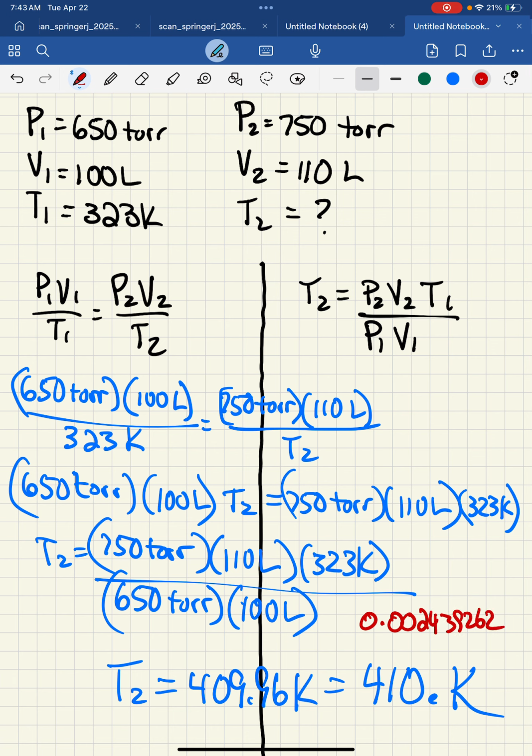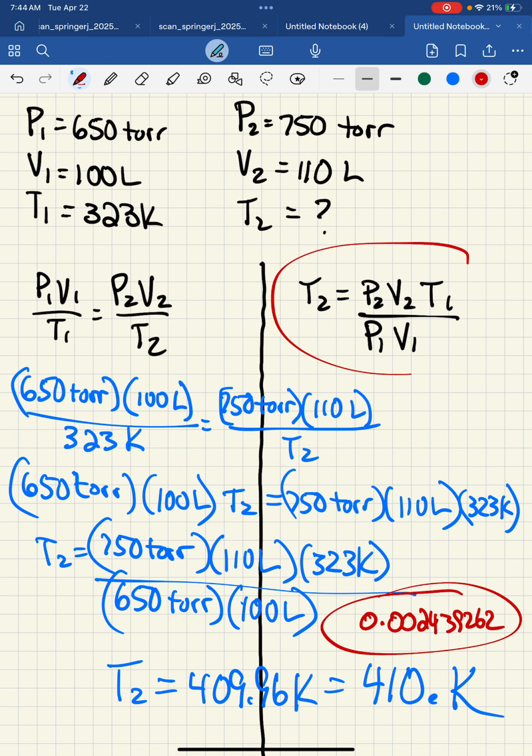0.002439. You did the problem upside down. You solved for 1 over T2, not T2. Just saying. So if you ever get a number like that for Kelvin, you've probably done something wrong. No, not probably. You have definitely done something wrong.